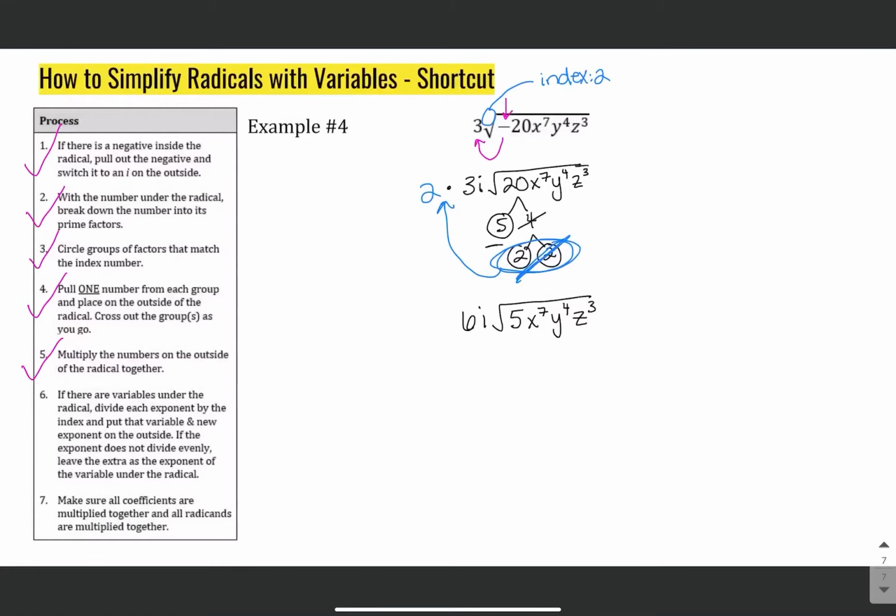All right, step 6. This is where our shortcut comes into play. So we are going to identify our variables underneath the radical.